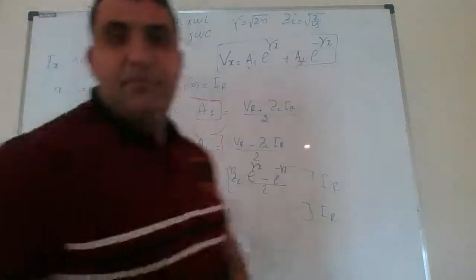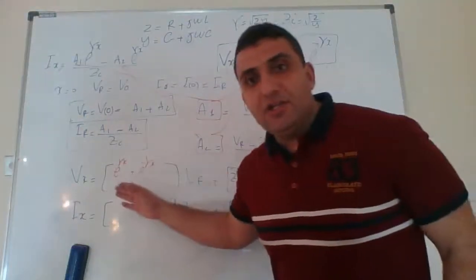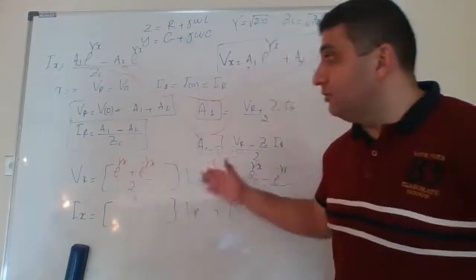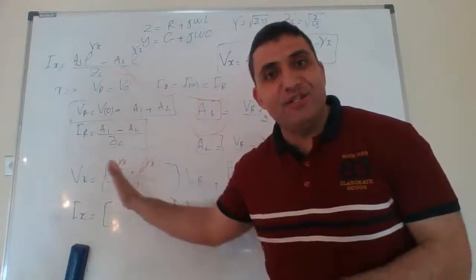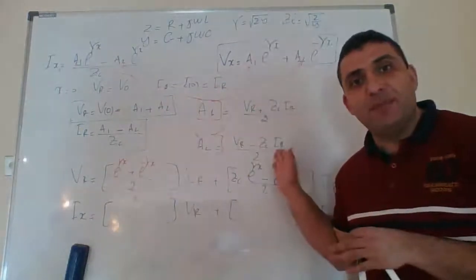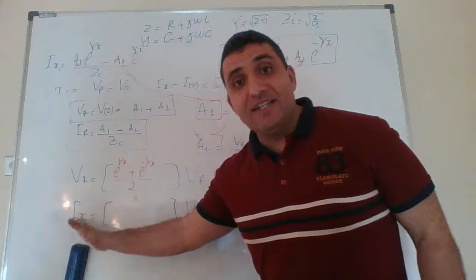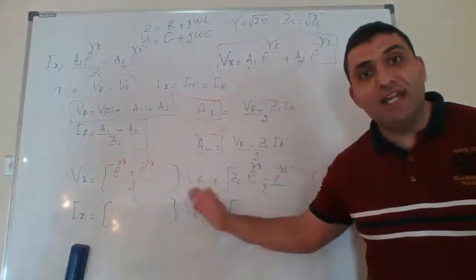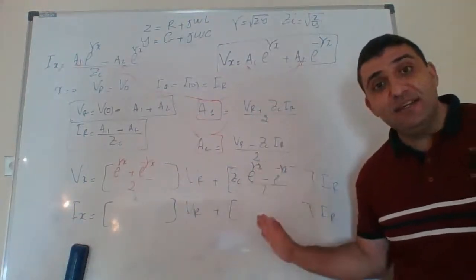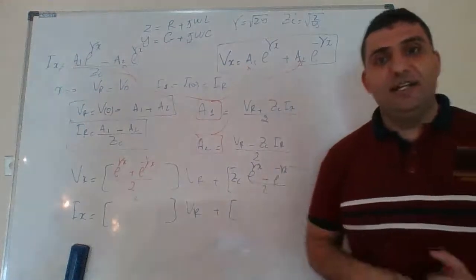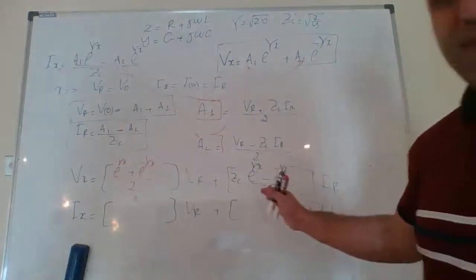That's my aim. Can you see what I'm trying to go to? I'm trying to go to what I learned before: Vs is equal to AVR plus BIR, and Ix is equal to CVR plus DIR. That's what I'm trying to reach. Is that clear?